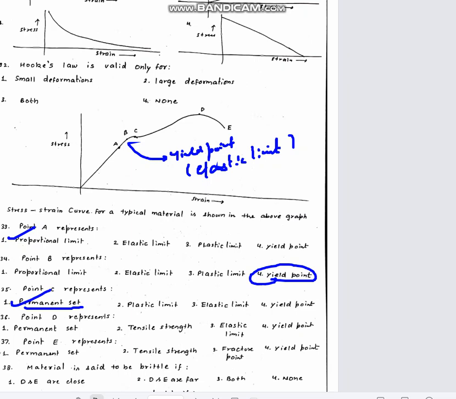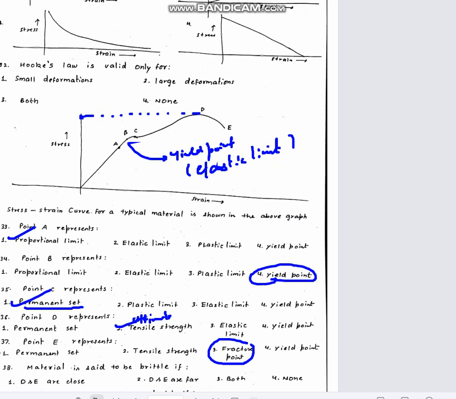Next is point D represents. So you can analyze from the graph that point D corresponds to the maximum stress, so it is called the ultimate stress. In fact, point D here is the ultimate tensile strength, so given by second option. Next is E represents fracture point, so third is correct.